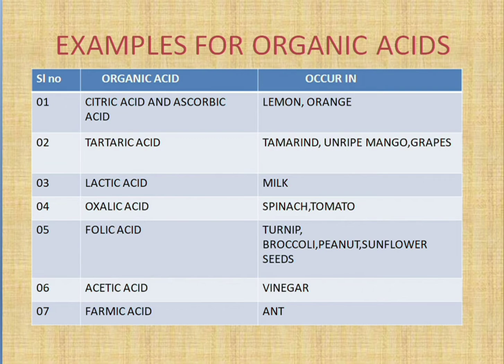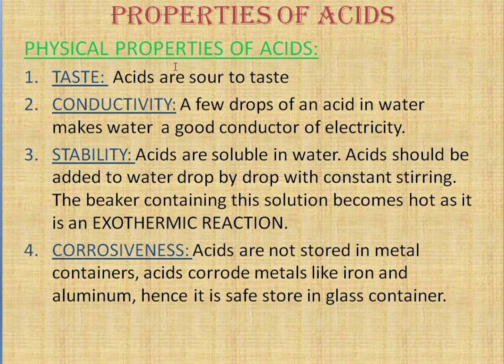So coming to the properties of acids. The properties of acids are classified into two types, that is physical properties of acids and chemical properties of acids. Coming to the physical properties of acids. First property is taste. Acids are sour in taste. Conductivity: a few drops of an acid in water makes water a good conductor of electricity.